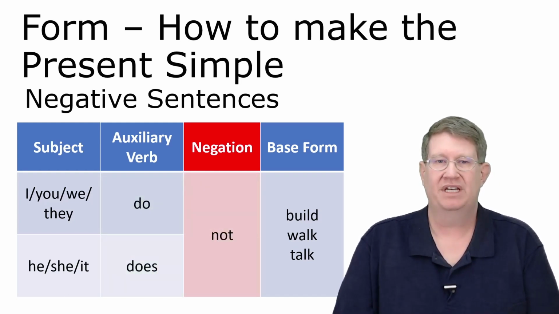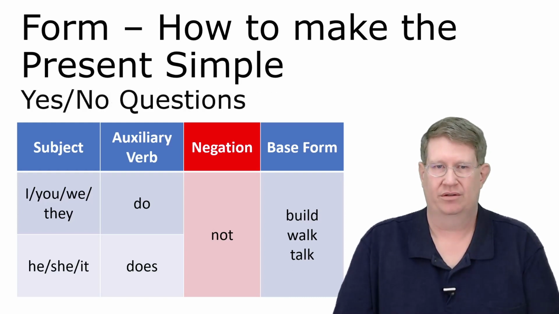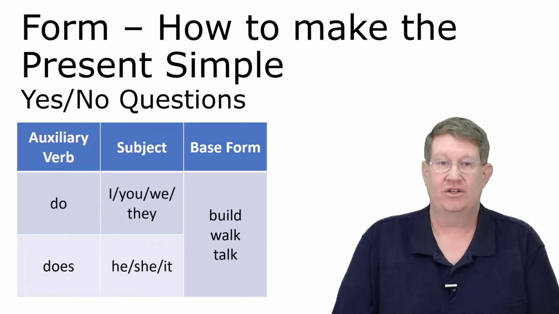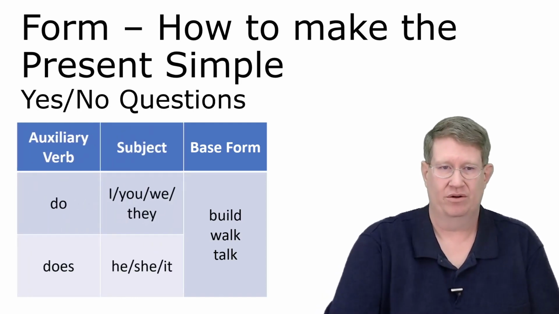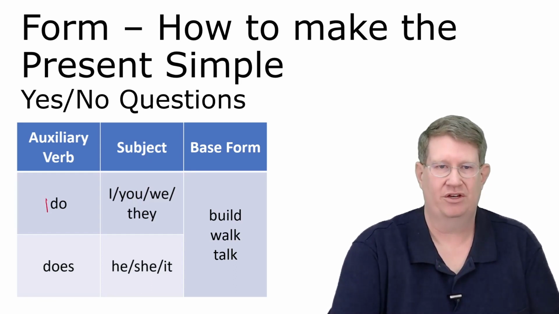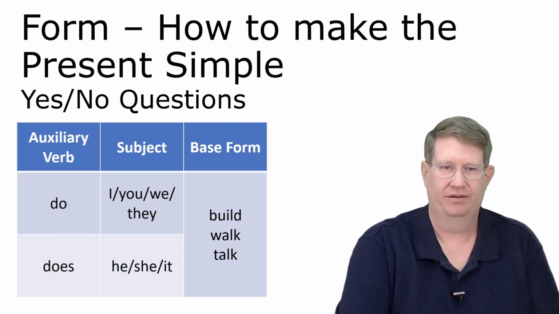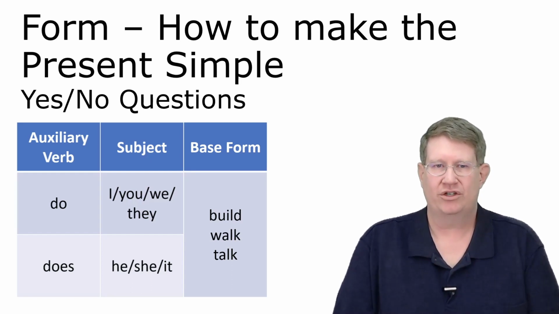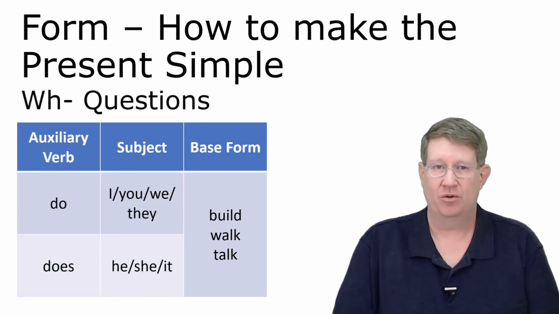And now we're going to move to yes-no questions. So yes-no questions, all I do, well, I take away the negation because it's not a negative question. All I do is I change the auxiliary verb and the subject. Now, because these are now at the beginning of a sentence, I really should have a capital D here and a capital D here, but I don't. So you will have to imagine. So, yes-no questions. Do you build? Does she walk?